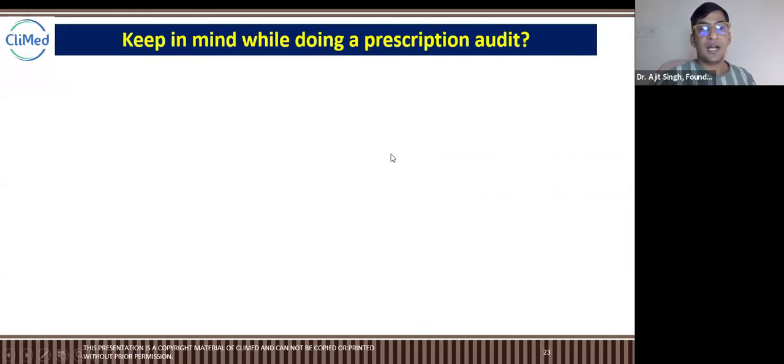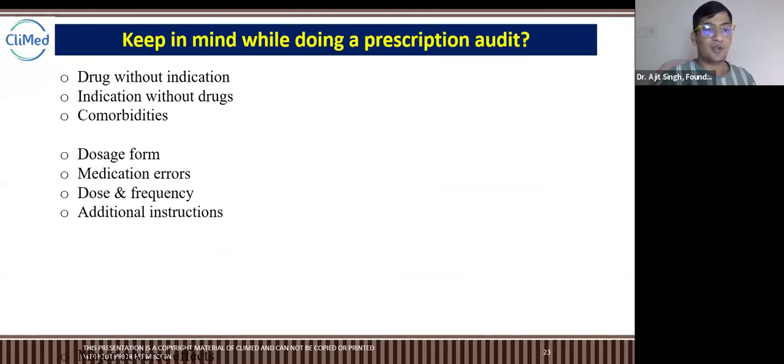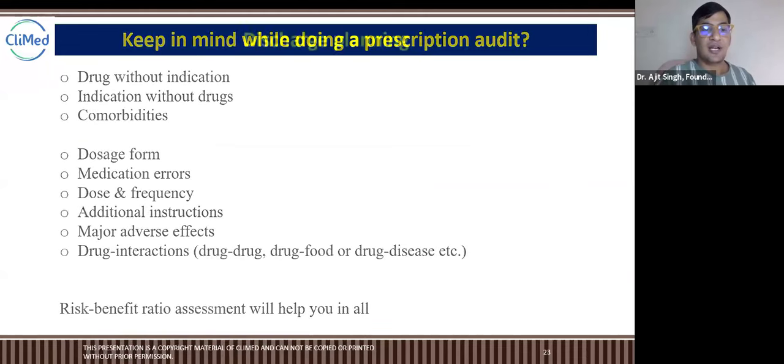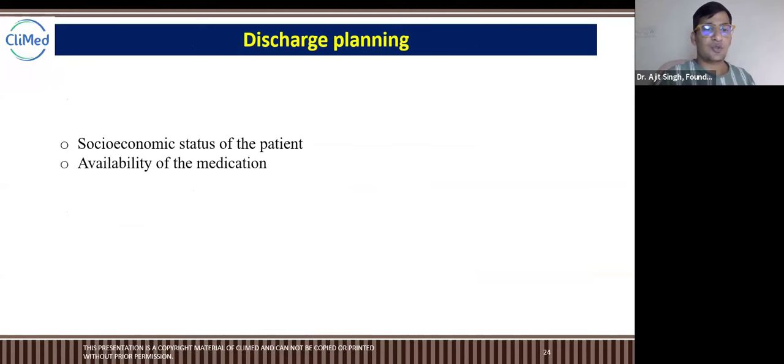Now, keep in mind we corrected doses, forms, everything. And risk-benefit ratio assessment, discharge planning, and socioeconomic status of the patient you have to keep in mind. You should not give highly costly medications that the patient cannot afford and may leave in between. They should not leave the antiplatelet drugs midway, otherwise they will have higher chances of recurrence of the problems. Then bleeding risk, definitely.